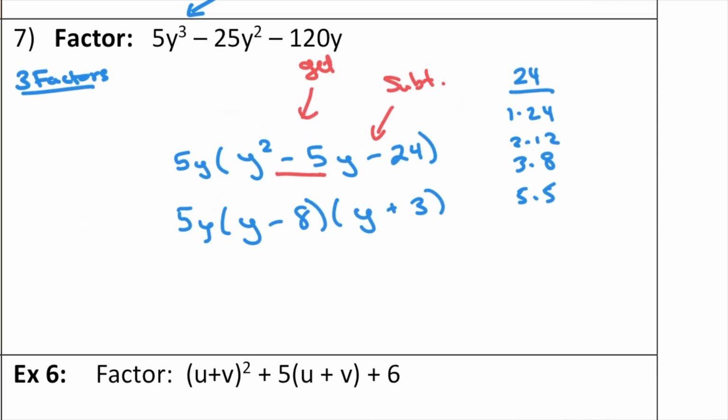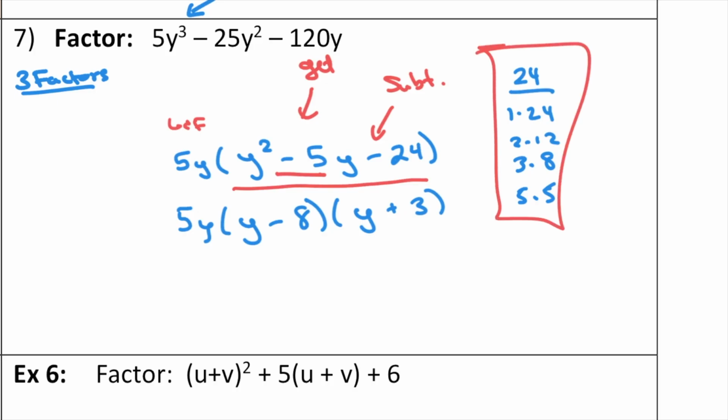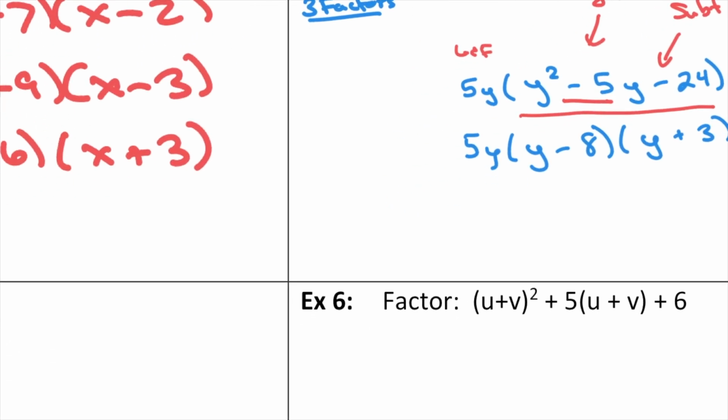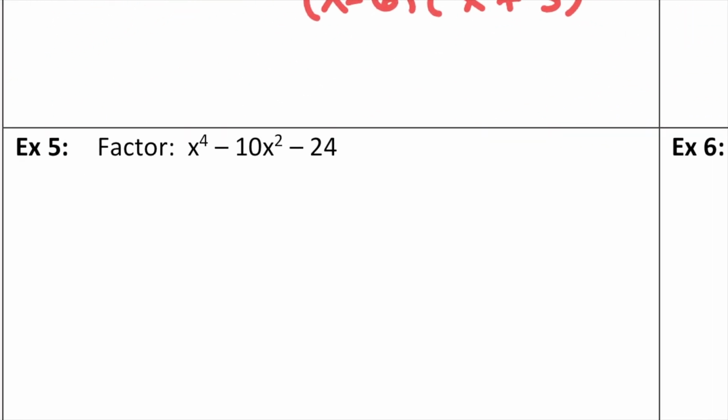Number 7, make certain you factor out your GCF of good old 5y, and notice you have a trinomial that needs to be factored. Write these factors down. Do not try to skip this step. Write them out so that you get practice, and of course, check your answers.